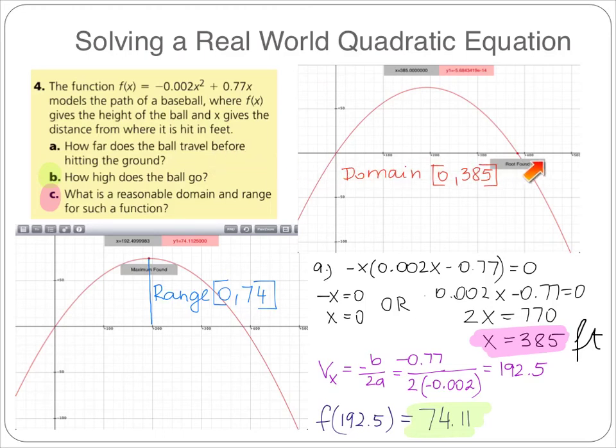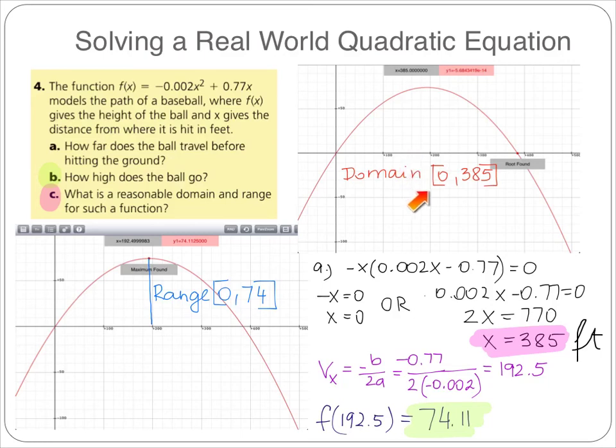Obviously, parabolas have domains of all real numbers, but we're talking about the ball flying, so it's not going to go underground. Not here, not here. So the reasonable domain is from here to here, which is from 0 to 385. I include the 0 and the 385. Please note that this is in interval notation.